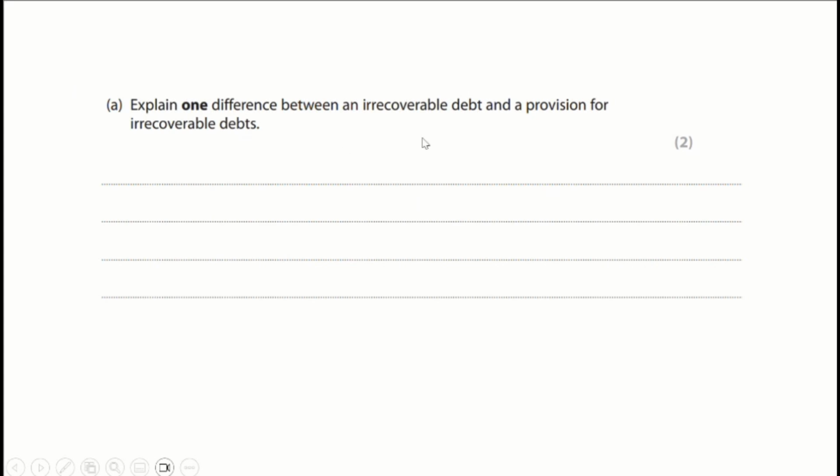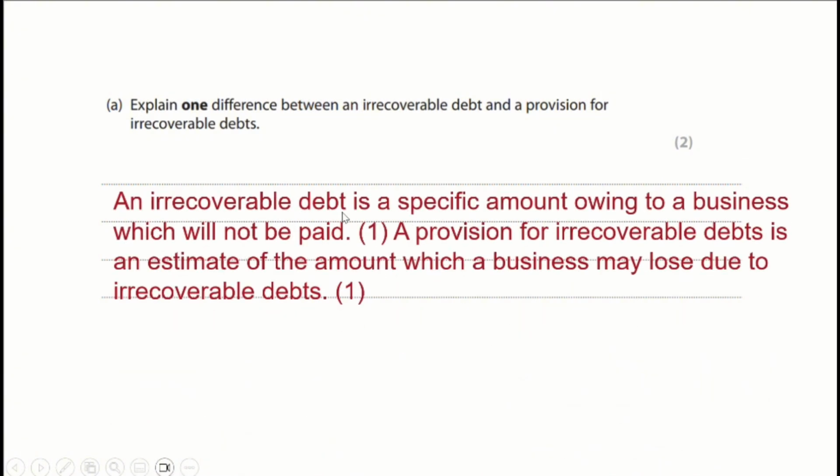Explain one difference between irrecoverable debt and a provision for irrecoverable debt. 2 marks. The answer should be: an irrecoverable debt is a specific amount owing to a business which will not be paid, whereas a provision for irrecoverable debt is an estimate of the amount which a business may lose due to irrecoverable debt.